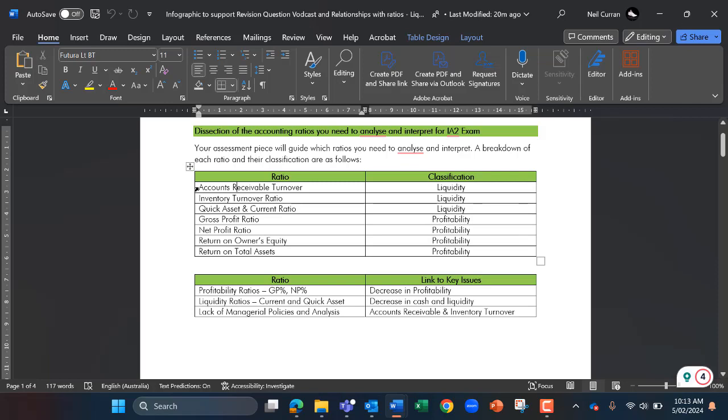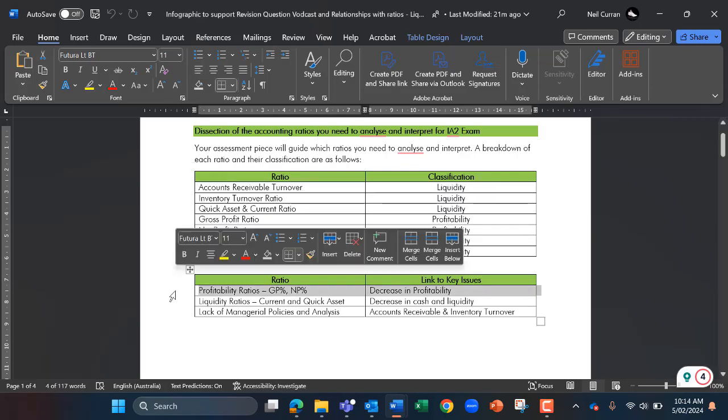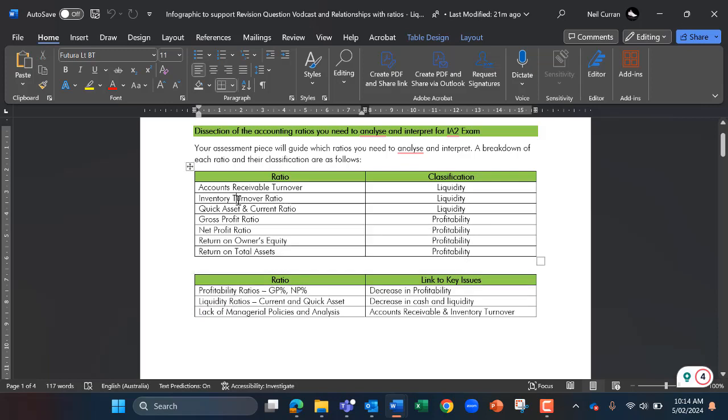This podcast is looking at the liquidity ratios, and in particular, the turnover of accounts receivable ratio, the current ratio, the quick asset ratio, and also the inventory turnover. Now, the key issues with regards to these four financial ratios is the following. With the current asset and the quick asset, we're looking at the decrease in cash and liquidity issues. So if the current asset is decreasing, more than likely your cash at bank is decreasing as well.